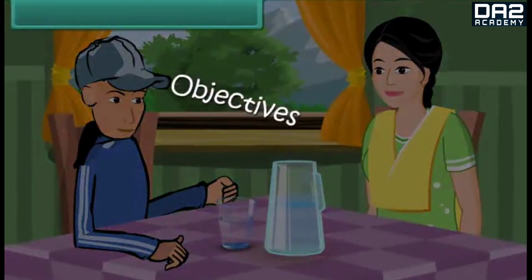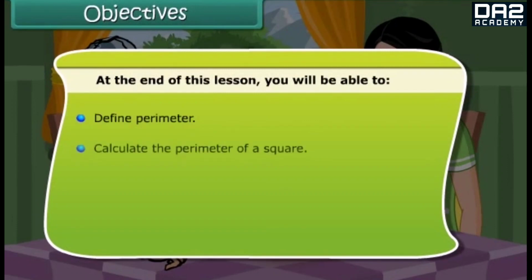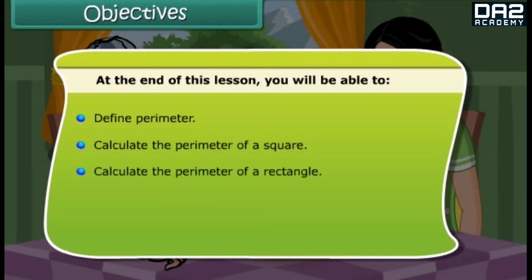Objectives. At the end of this lesson, you'll be able to define perimeter, calculate the perimeter of a square, calculate the perimeter of a rectangle, calculate the perimeter of other regular shapes.